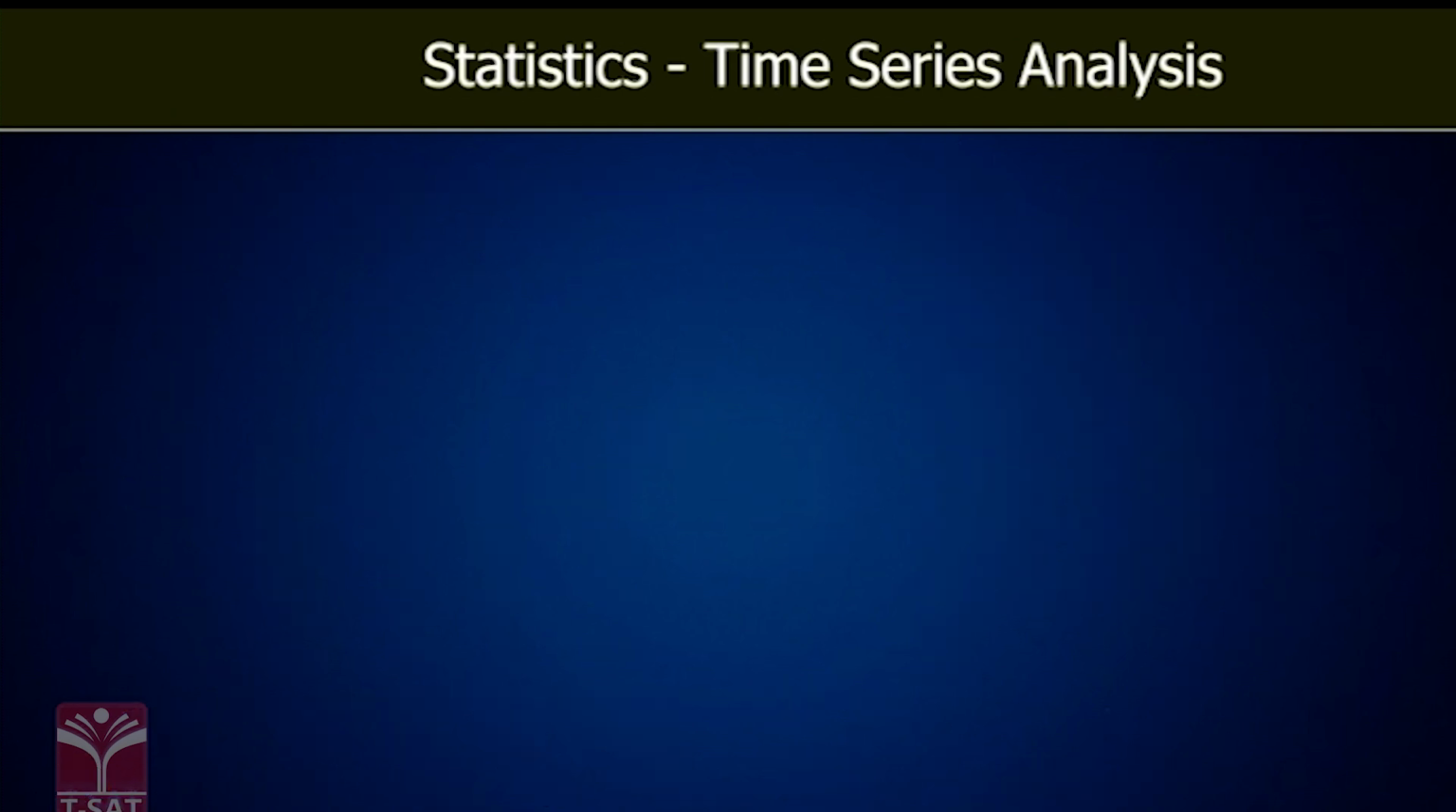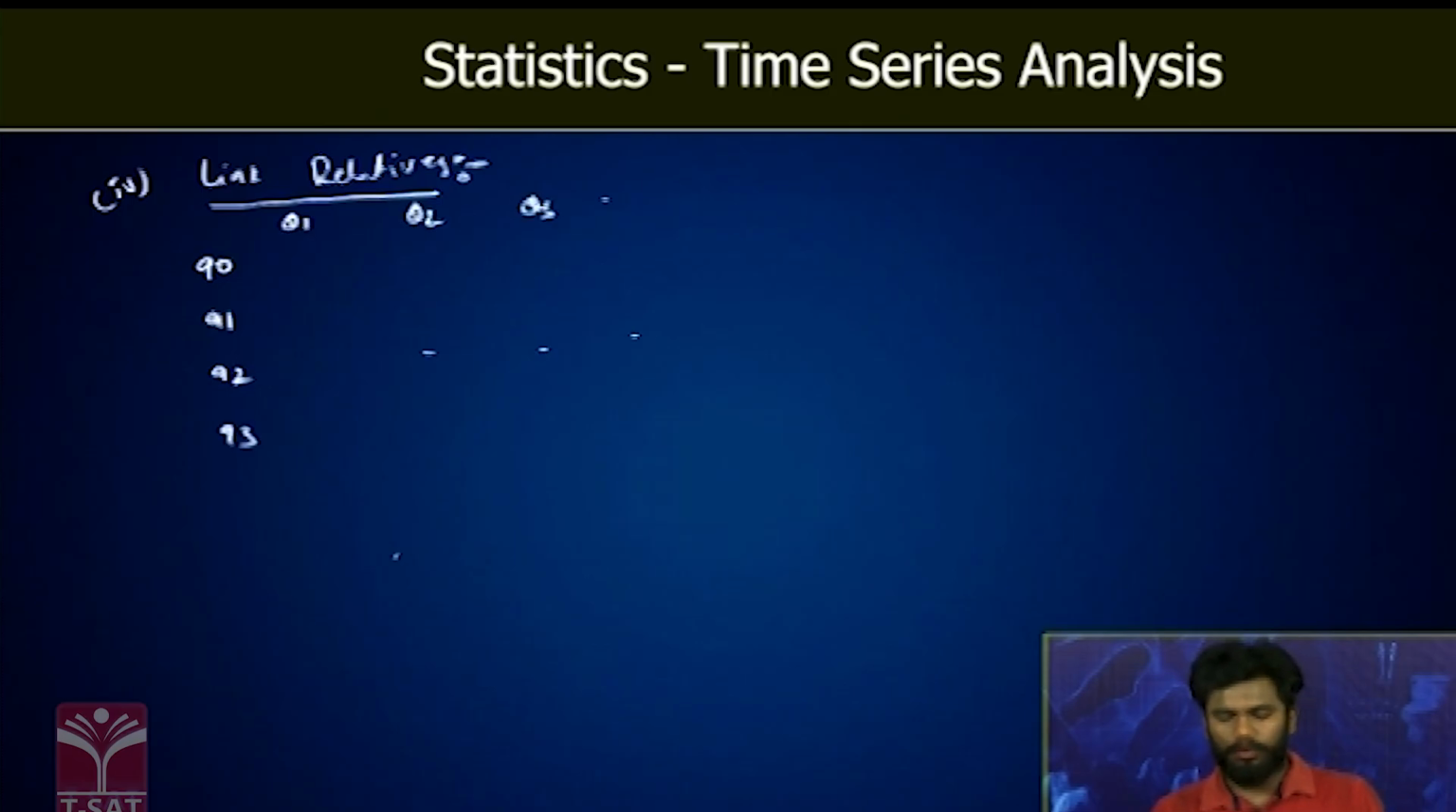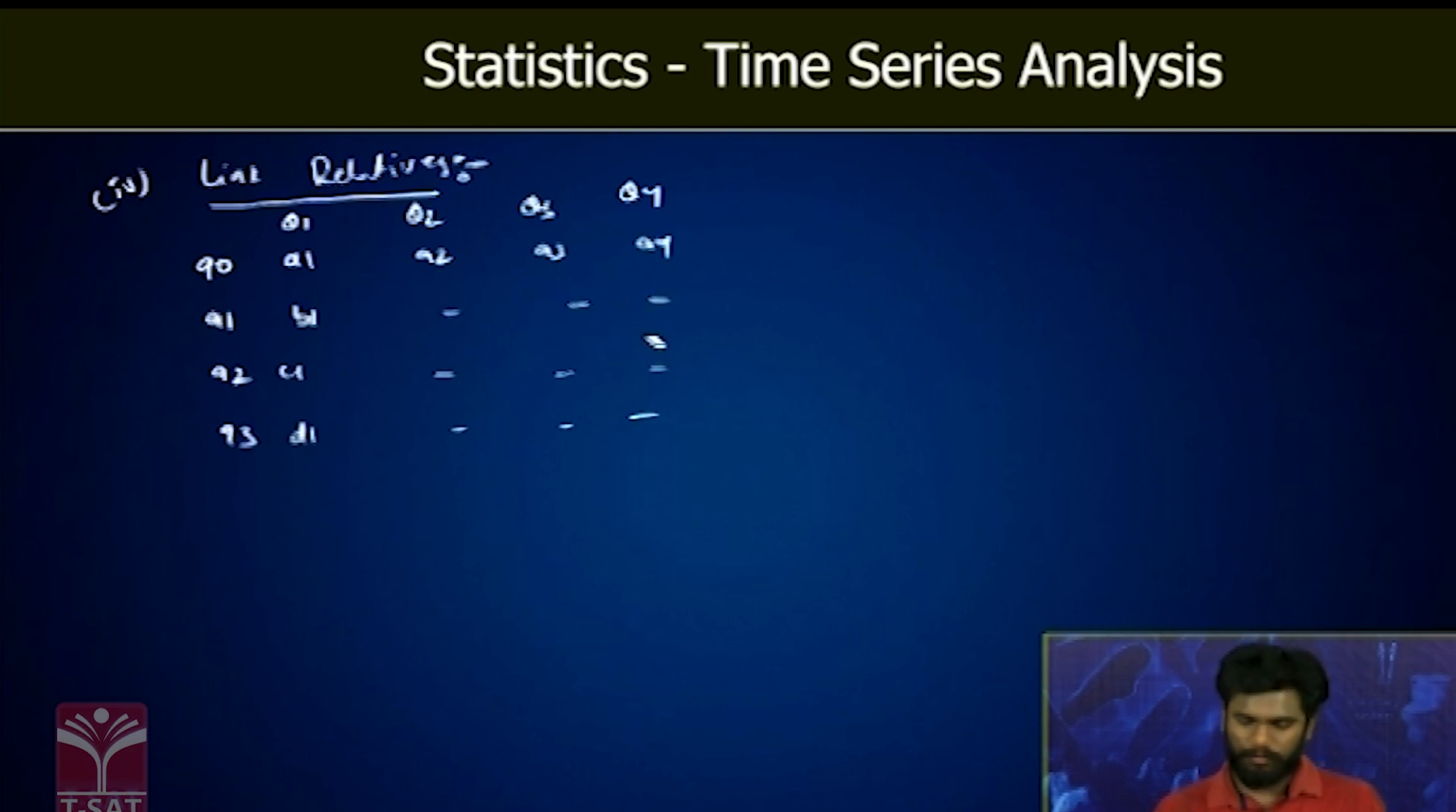The next method is link relatives, which is very very important. Link relatives. మనకు కొన్ని ఫార్ములాస్ ఉన్నాయి. There is a chance you can directly get the formulas as questions. Link relatives. Observe the data given 90, 91, 92, 93. The values Q1, Q2, Q3 and Q4. Consider A1, A2, A3, A4, B1, so on, C1, so on, D1, so on. Okay. This is the data given.